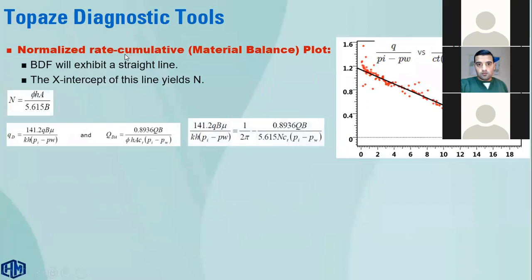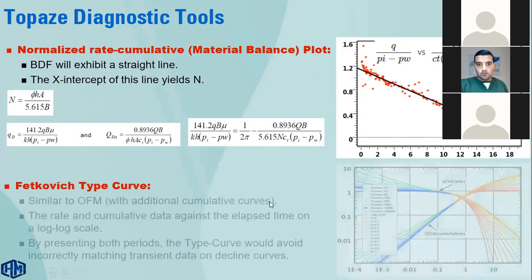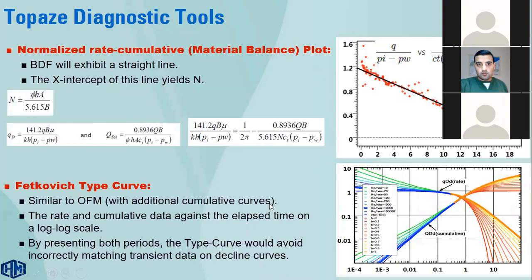The second analysis tool available in Topaz software is the normalized rate cumulative plot. As you can see, it's a relation according to this relationship in y versus x. And the last one is the Fetkovich type curve, typically similar to OFM, but in Kappa Topaz this cumulative curve is available, while in OFM only the dimensionless rate versus time is available, without the cumulative curves.